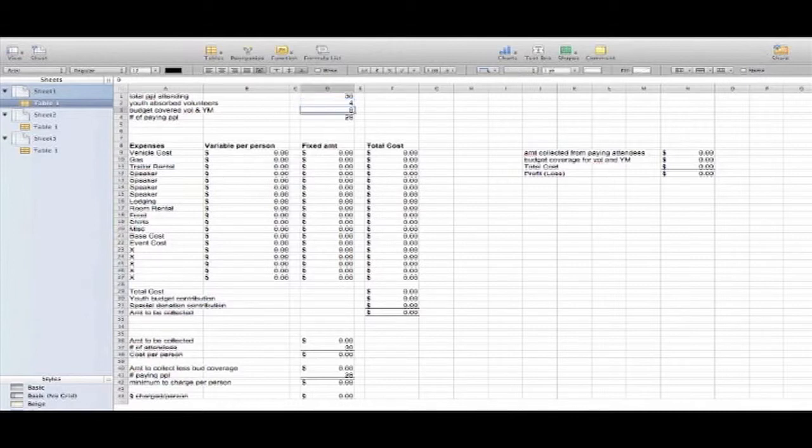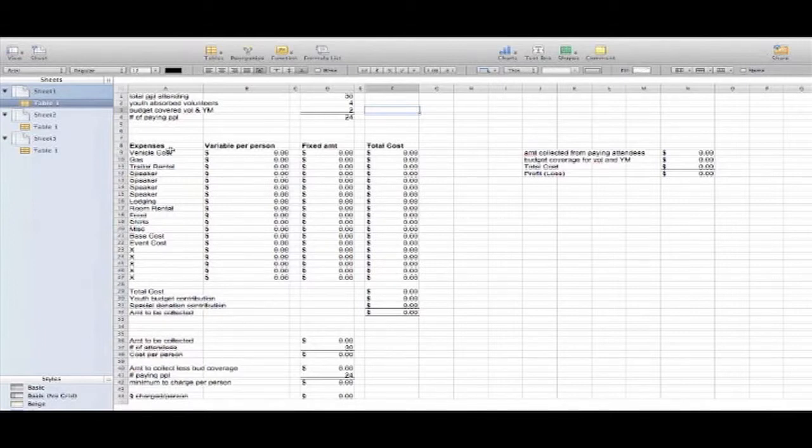The next line, budget covered volunteer and youth minister. For us, we have the budget set up for any trip or event to cover the youth minister and a volunteer. So for us, that number is 2. For your church, it may be more, it may be less. That gives us the total number of paying people. That's 24 people who are actually paying, with checks or credit cards or whatever to go on the trip.